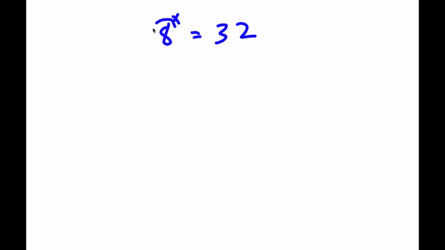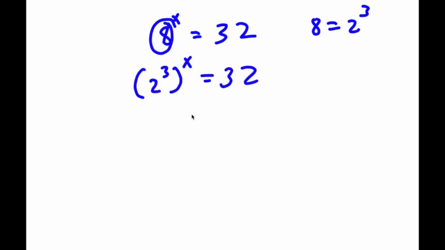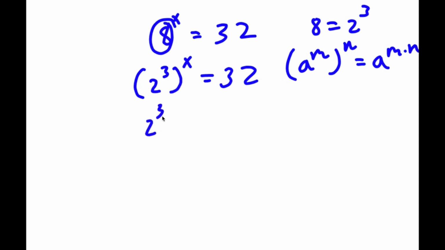So what I'm first going to do is rewrite 8 as 2 to the power of 3, because 8 equals 2 to the power of 3. So now I have 2 to the power of 3 to the power of x is equal to 32. Now if I have something in the form a to the power of m to the power of n, this is equal to a to the power of m times n. So 2 to the power of 3 to the power of x is going to equal 2 to the power of 3 times x. 3 times x is 3x, so I have 2 to the power of 3x is equal to 32.